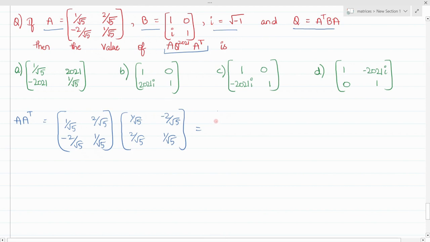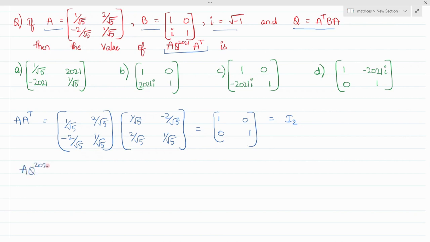1 by 5 plus 4 by 5, that is 5 by 5, which is 1. Here it is 0, here 0, and here 1. So it's nothing but an identity matrix of order 2 cross 2. Now we need to find A Q power 2021 A transpose.